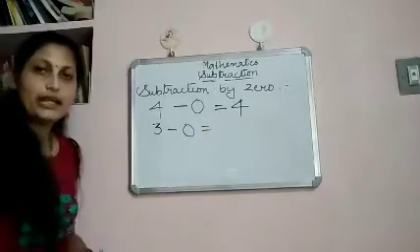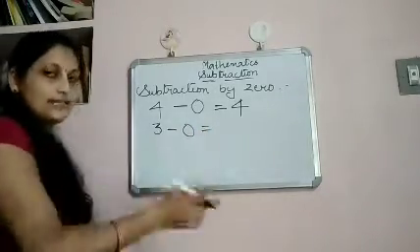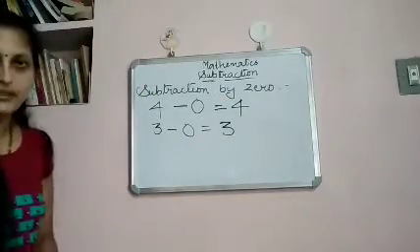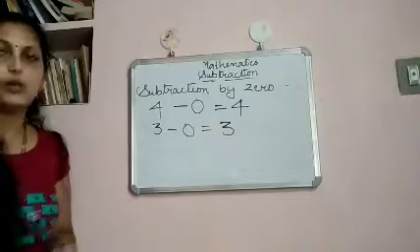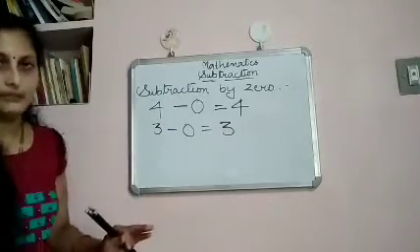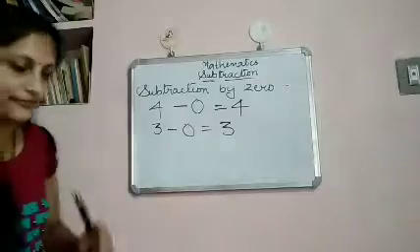You are not removing anything. Hence, the number remains same. So, 3 itself. Okay. 3 itself. This is subtraction by 0. When you subtract 0 from any number, the number remains same. Answer is the number itself.